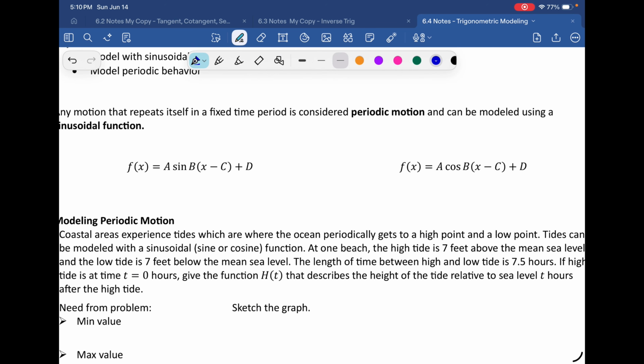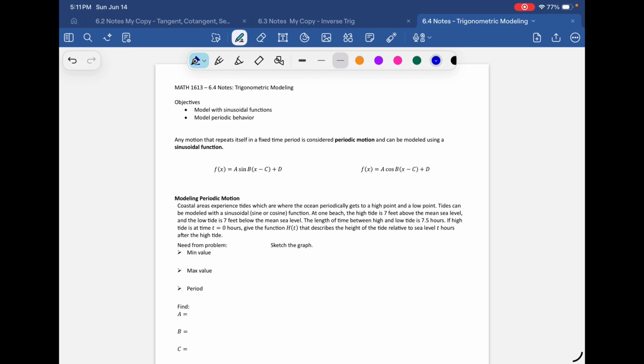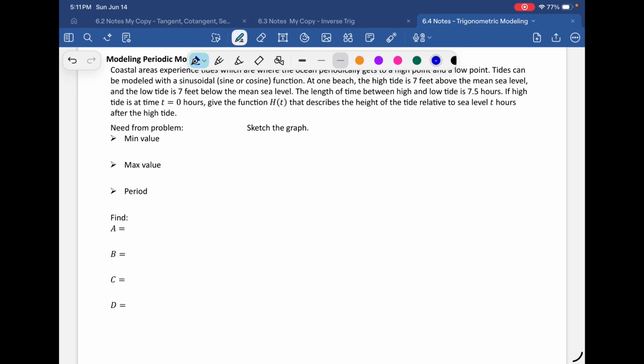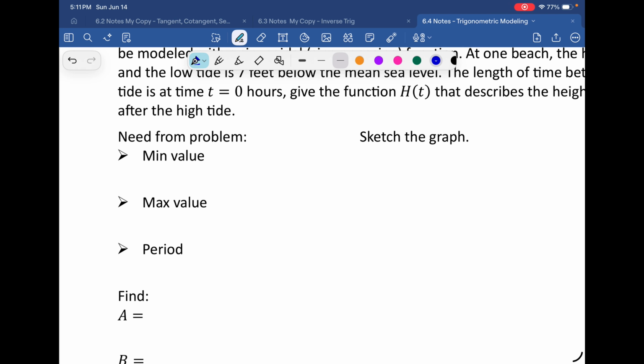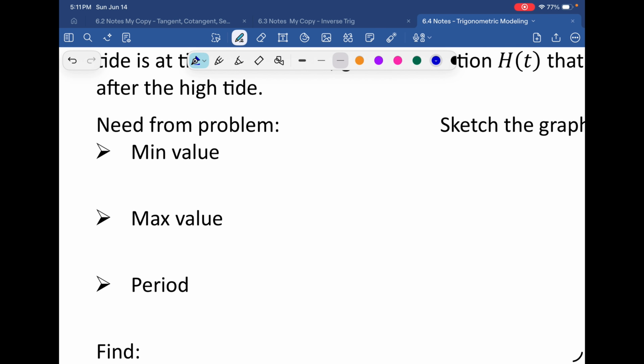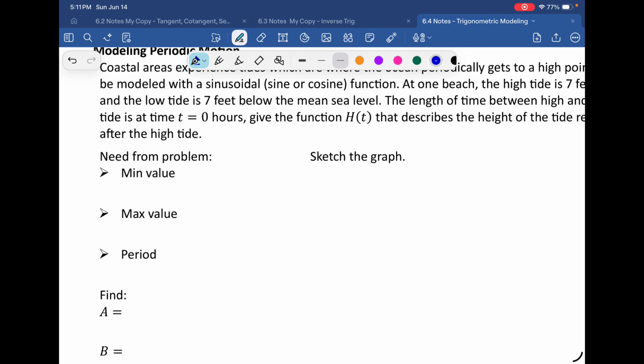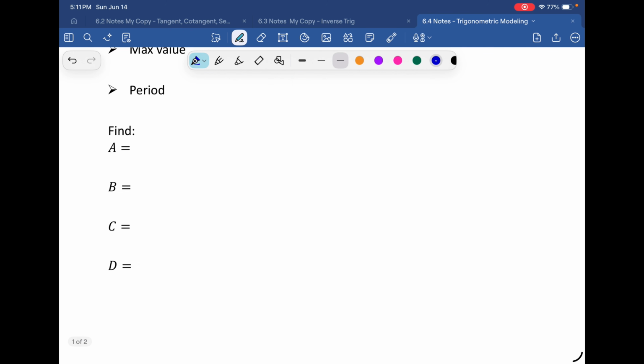Same things. All right. So I've done my best to break it up into its pieces. What we need to know from the problem is these three things: min value, max value, and the period of the function. And for all of these, it's really going to help to sketch the graph. Once we have that, we can identify the a, b, c, and d and plug it into one of our two trig functions.